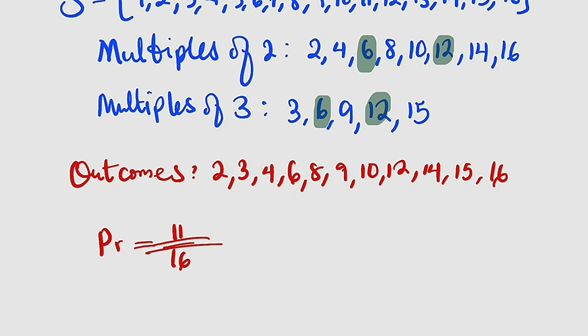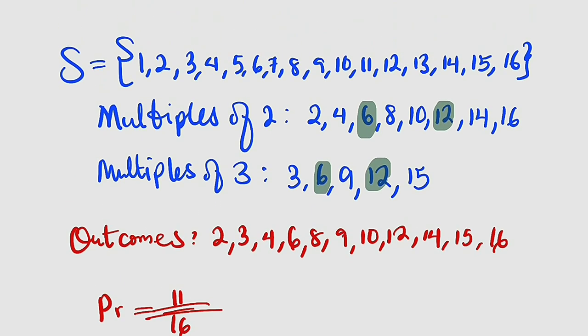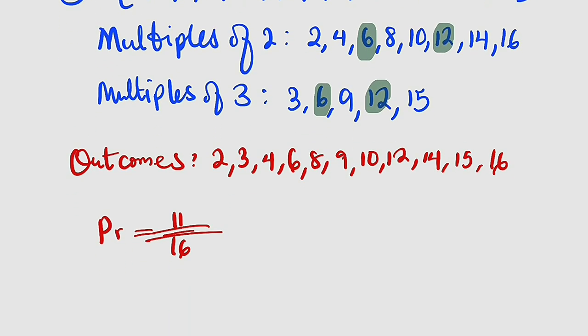So the probability will be what? The number of outcomes over the number of the sample space. The size of the sample space is 16 already, and the outcomes are 11 in number. So we have 11 divided by 16 as the probability.